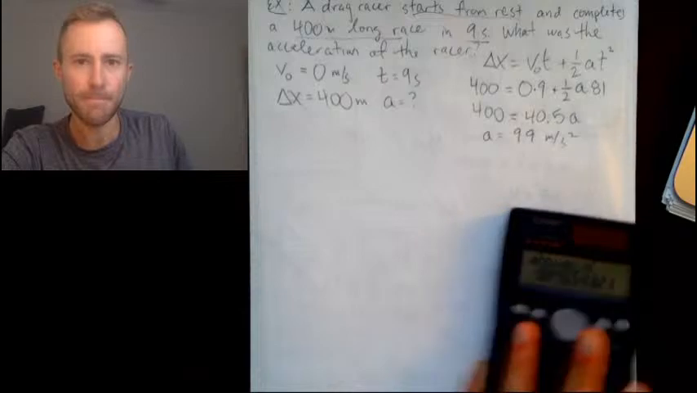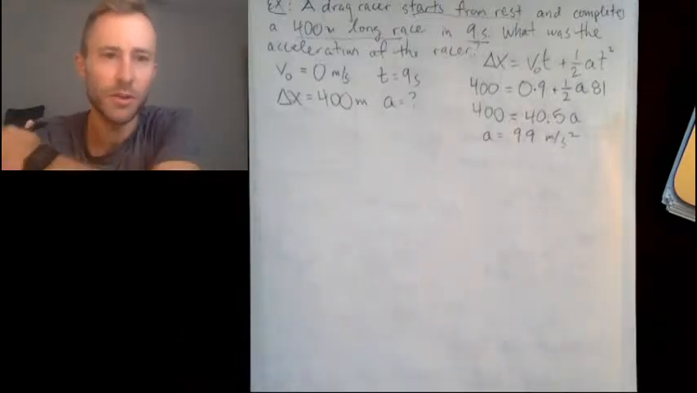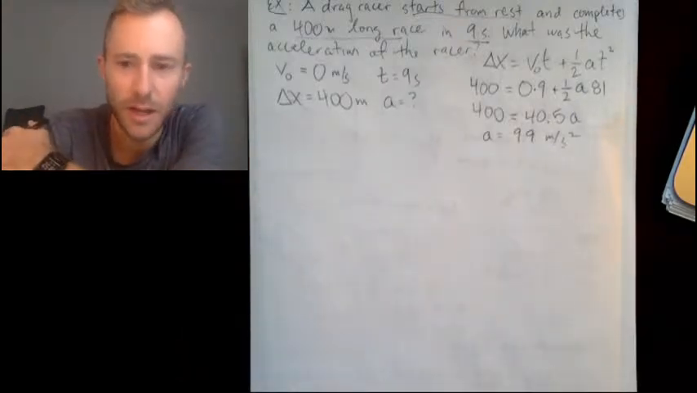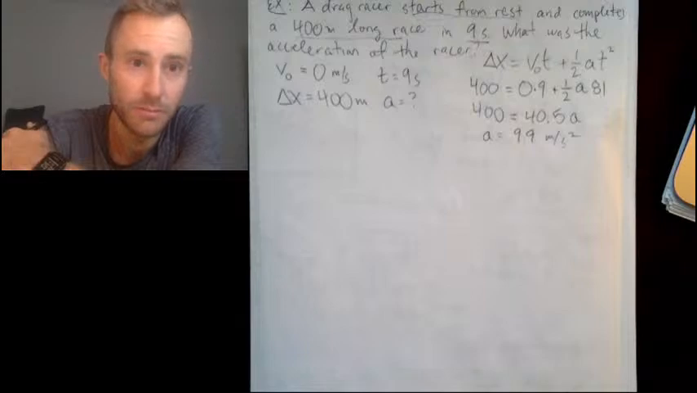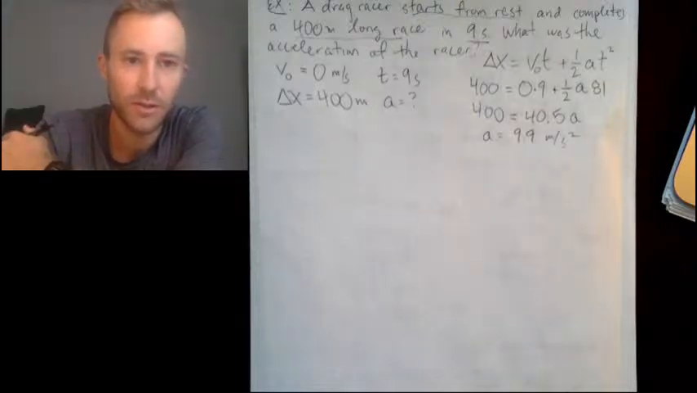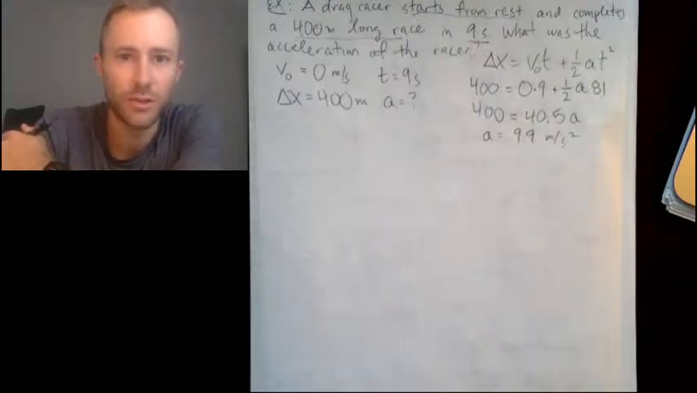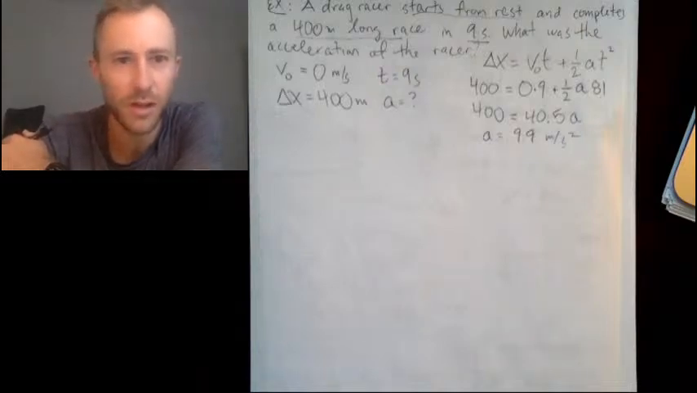Okay? I think that's actually pretty realistic because, as I said, I go to the hill and watch the drag races sometimes, and they're usually completed in about 9 seconds, and I would say the race is about 400 meters long, so that's pretty accurate.